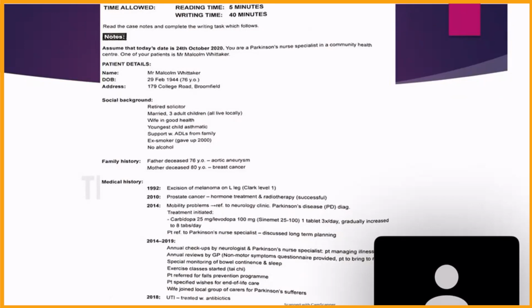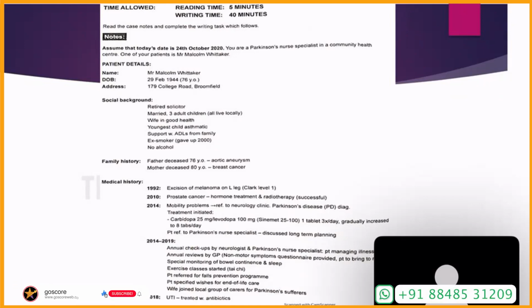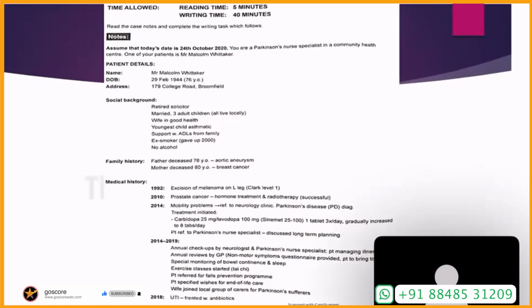Thereby the patient has been managing the illness very well. Besides this, there has also been an annual review with the GP. Non-motor symptoms questionnaire provided. This is nothing but just a questionnaire regarding the progress of the disease. Each time he comes for the review, he brings this questionnaire with him. That is it. But here, there's a lot of information given.